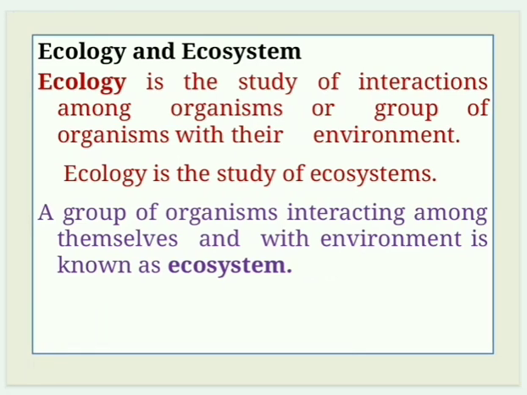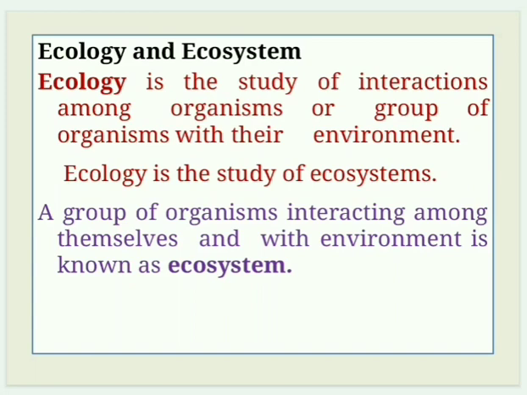And coming to the second chapter, that is ecosystem. We should know what is an ecosystem and what is ecology. Ecology is derived from a Greek word meaning study of home. Ecology is the study of interaction among organisms or group of organisms with the environment. Interaction of an organism with the environment is called ecology. And ecosystem means group of organisms interacting with themselves and with the environment. So there is interaction between themselves as well as with the environment, that is known as ecosystem, or I can tell ecology is the study of ecosystem.